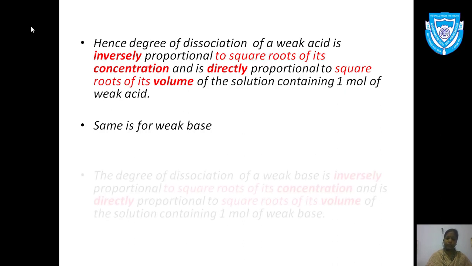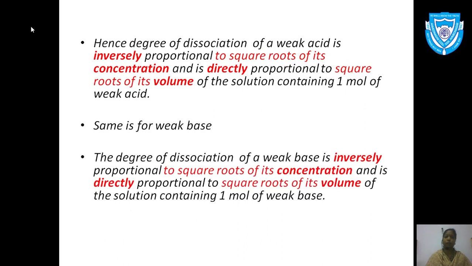I am just writing here the statement for the Ostwald dilution law for weak base. So instead of weak acid we are using the term weak base, and let's see what changes happen here. First we are going for the statement and then we are going to derive the law in the same way. So the statement here becomes only in place of weak acid we are putting weak base, and the law remains the same because it is again the weak base.